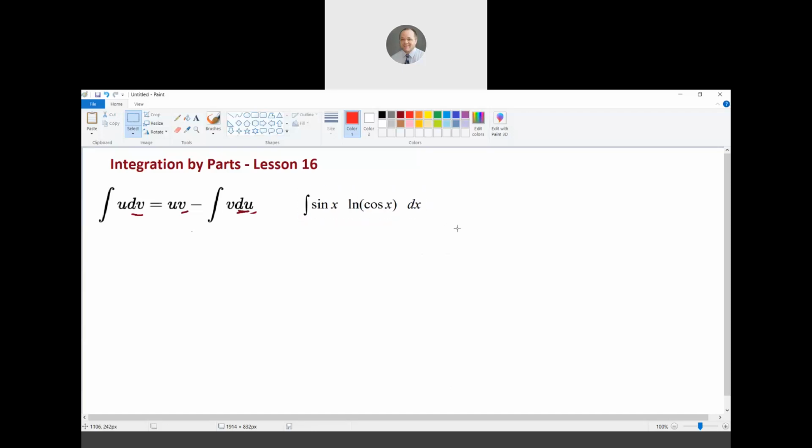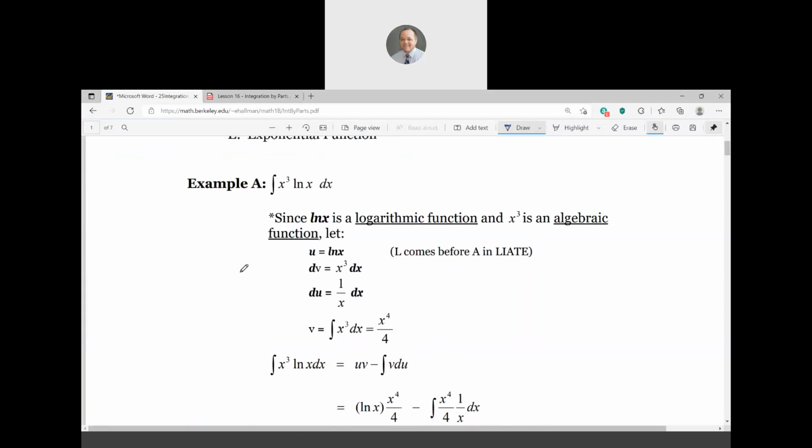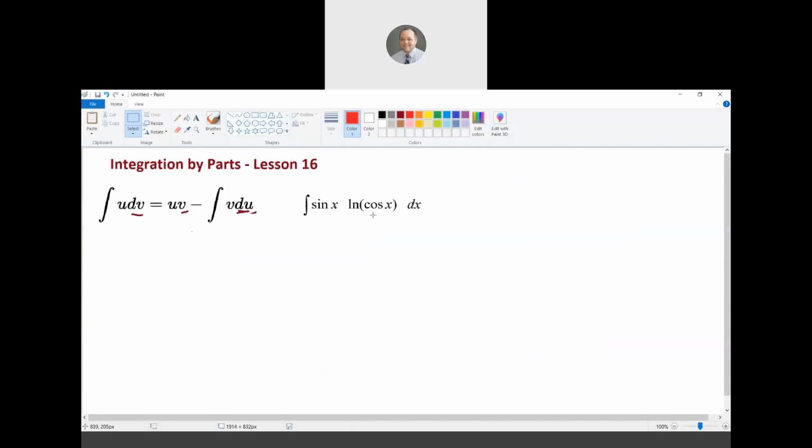The integral of sine x times natural log of cosine x dx. Let's look at our handy chart courtesy of Berkeley. L comes before t, or trig function. So that means we'll let u equal our natural log cosine x.